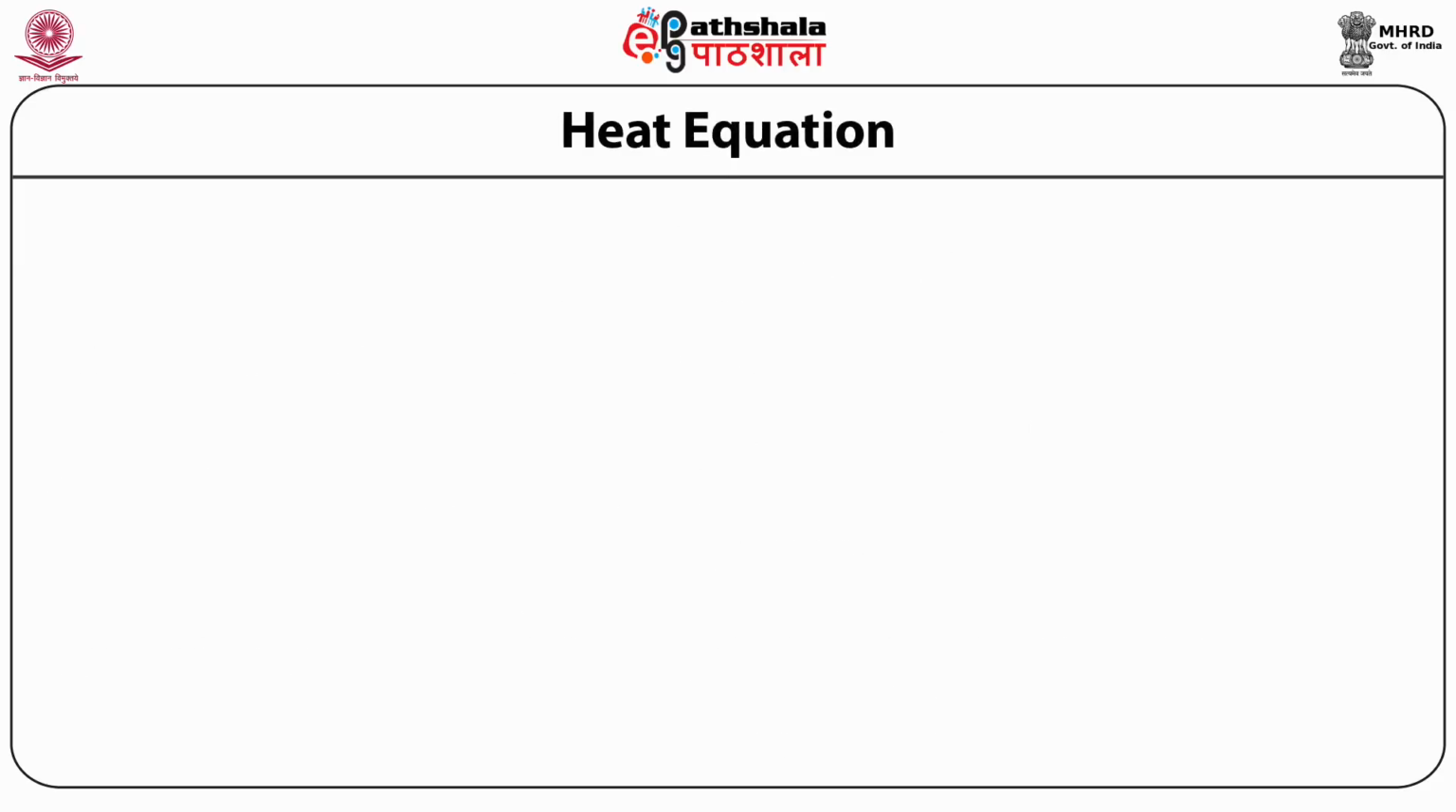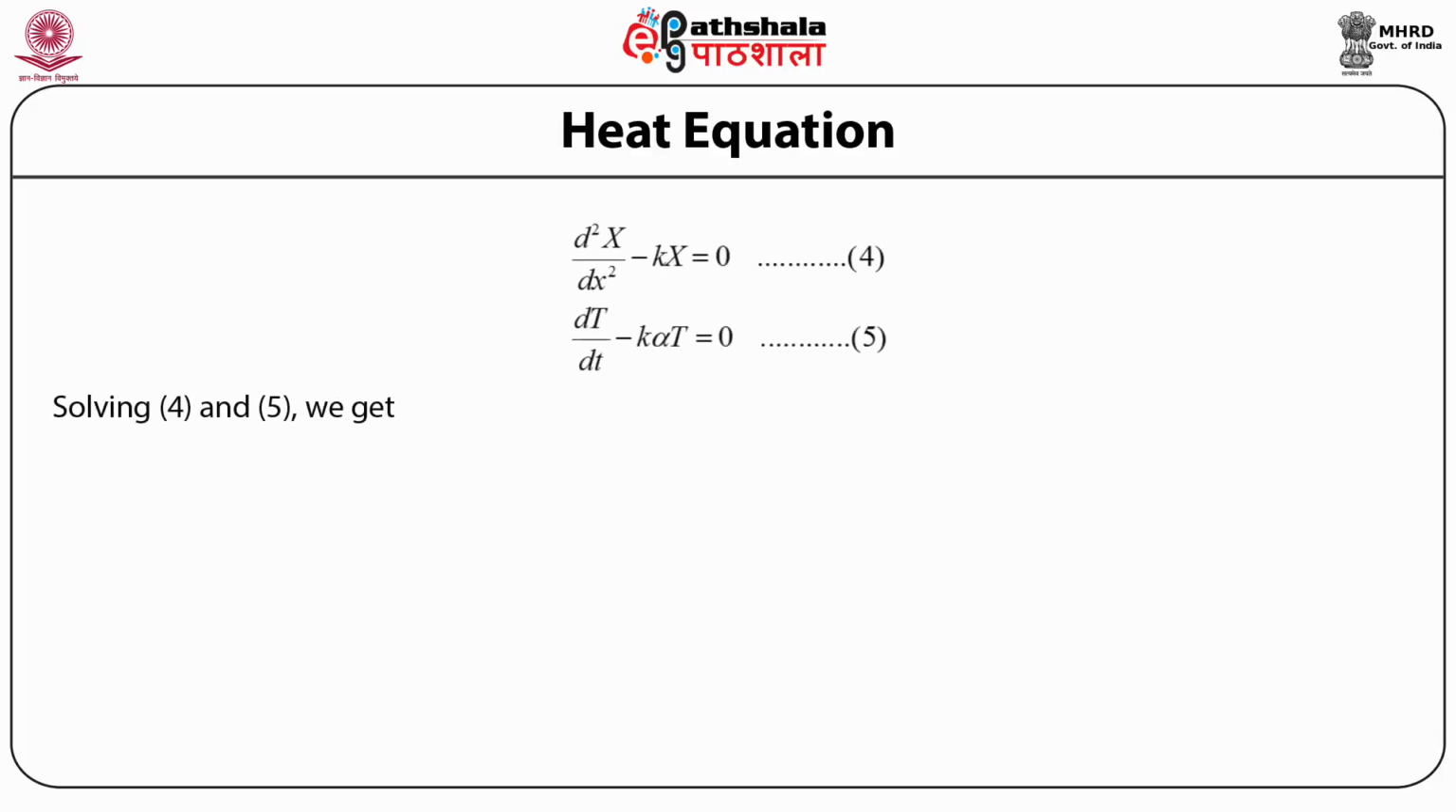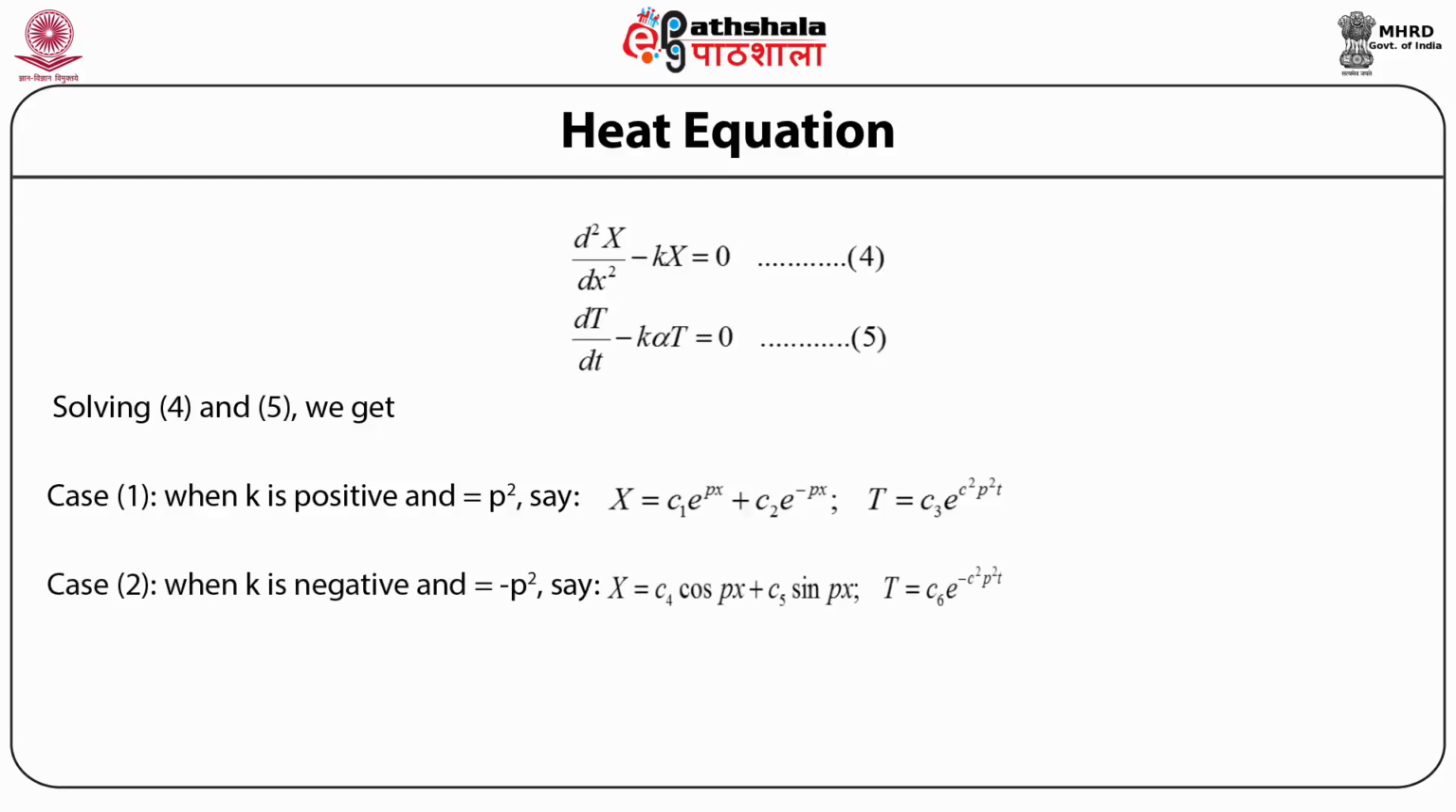When we solve equations 4 and 5 as shown in the figure, we get different equations depending on the value of the constant. In case A, we assume the constant is p squared and positive, then you get the solution X is equal to c1 times e power px plus c2 times e power minus px, and T is equal to c3 into e power alpha p squared t. The solution is going to be X into T. When it is negative, minus p squared, it is going to be different as shown here, and when k is equal to 0, then we have a different equation.